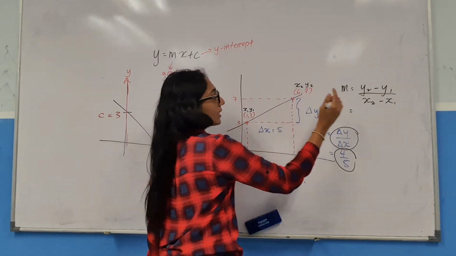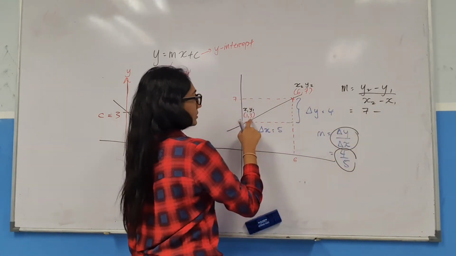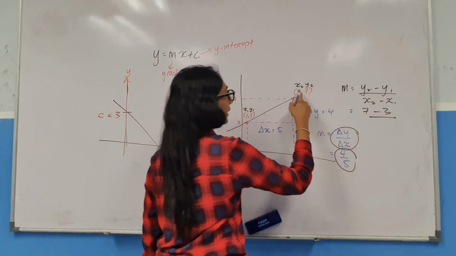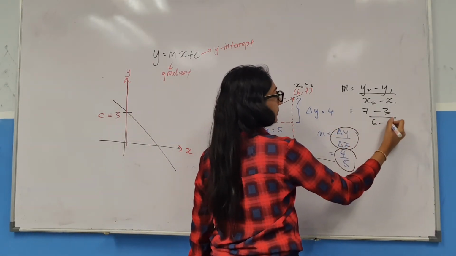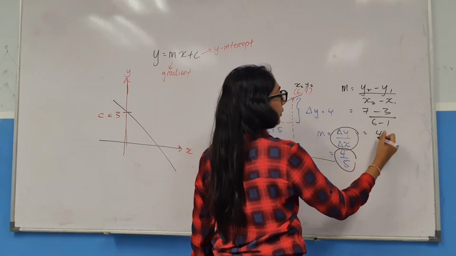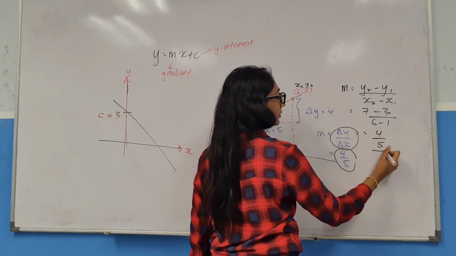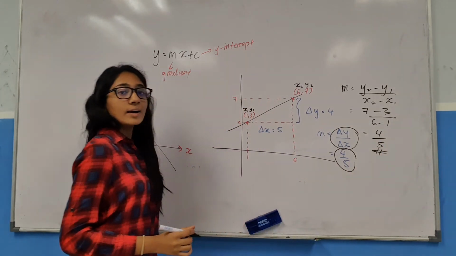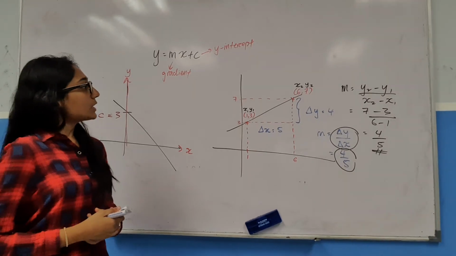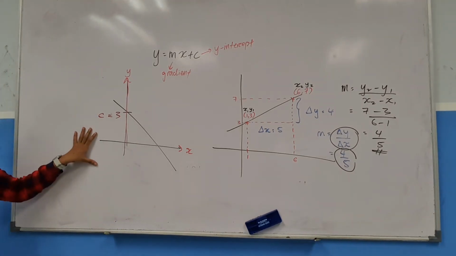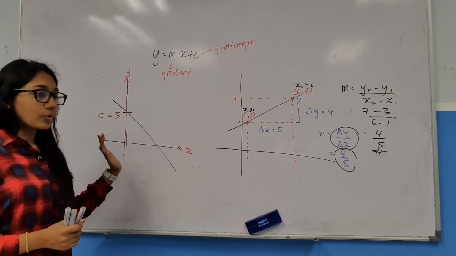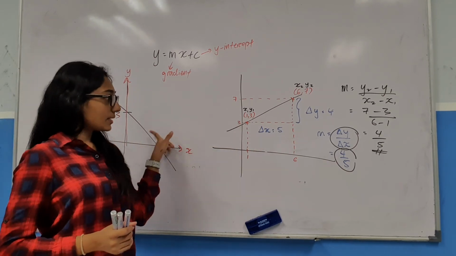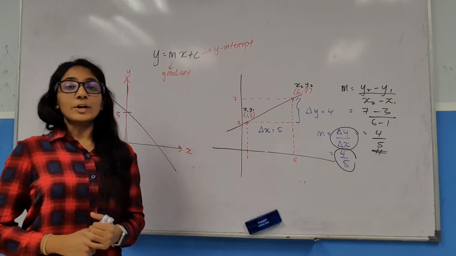So in this case, y2 is 7, y1 is 3, divided by x2 is 6, x1 is 1. So 6 minus 1. 7 minus 3 is 4, 6 minus 1 is 5. Same thing, 4 over 5. Okay, so this is how I look for my y-intercept, and this is how I calculate my gradient.